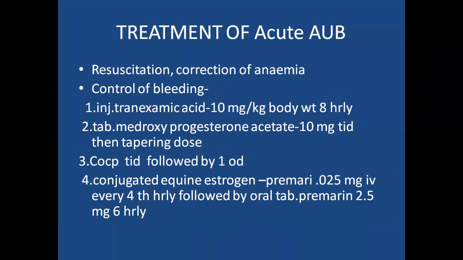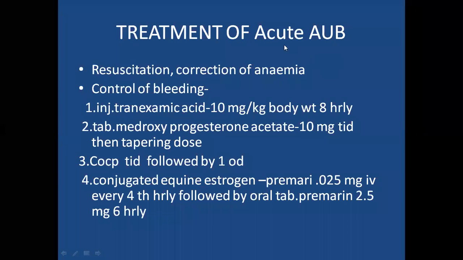So coming to treatment. With the help of these investigations, you will come to the cause of AUB, and then you go to treatment of AUB. If it is an acute AUB, meaning a woman presenting with an acute episode of bleeding which requires some intervention, she is having heavy bleeding. Sometimes the woman may be in shock. Then you have to first do resuscitation.